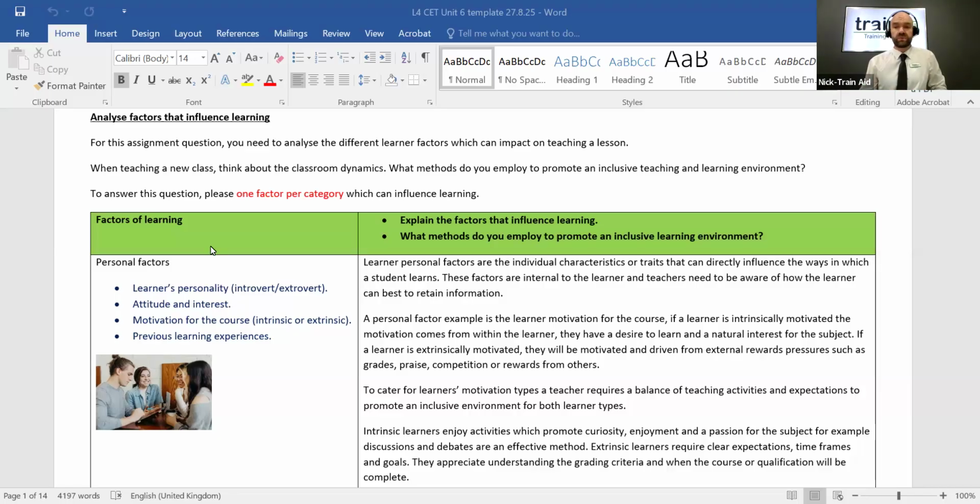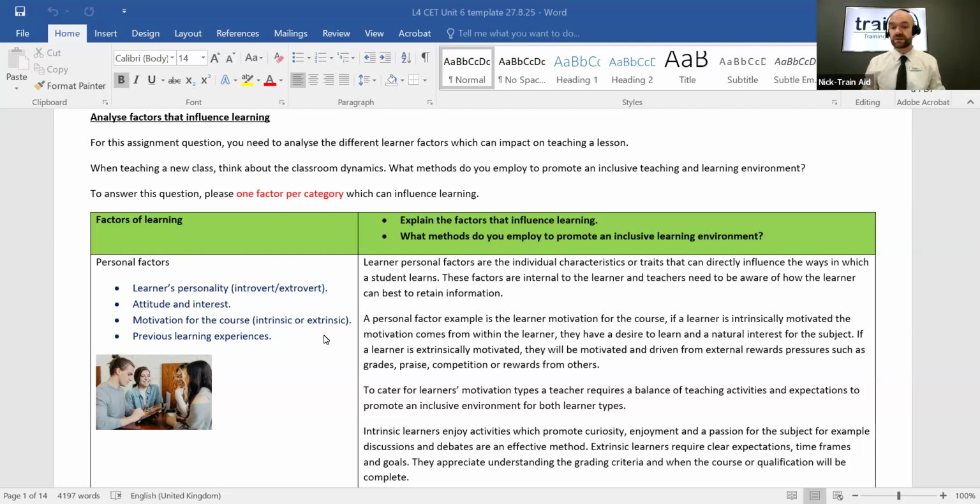Other personal factors could be any previous learning experiences. Have learners had a positive learning experience previously, or they may have had perhaps not the best experience, and therefore when they come onto your course, they might be reluctant to try new activities as well. So what we need to do is explain what personal factors are. Maybe just use the key points here as a bit of a guide, and you're writing just a paragraph or two, explaining what personal factors are.